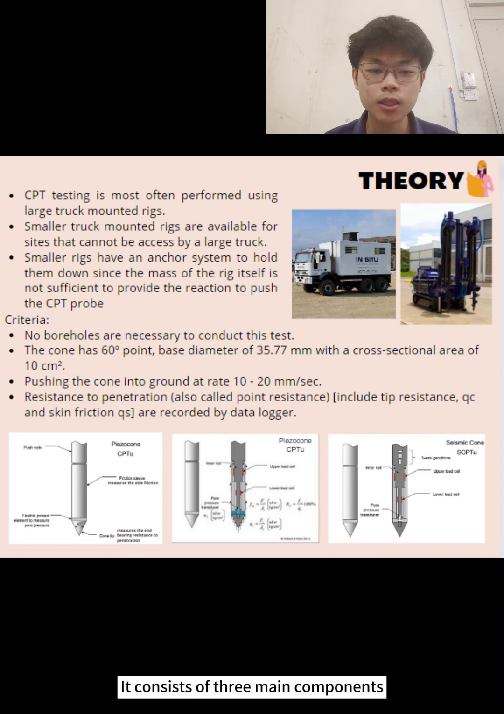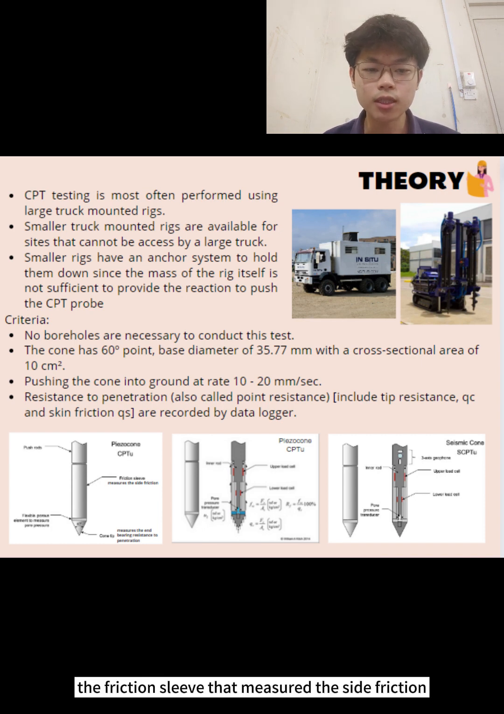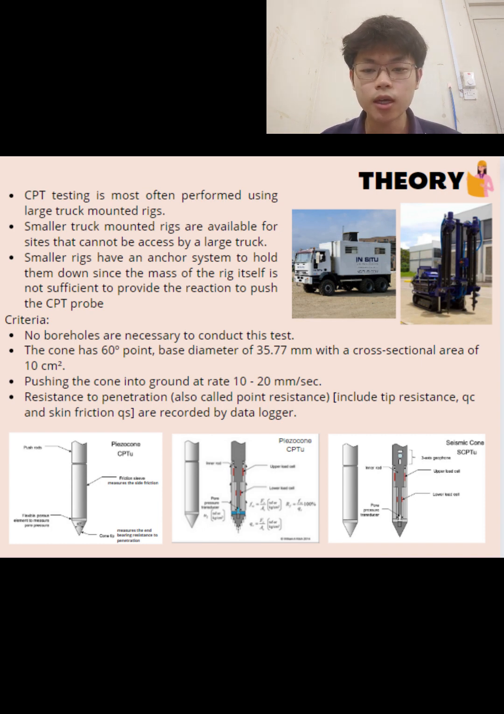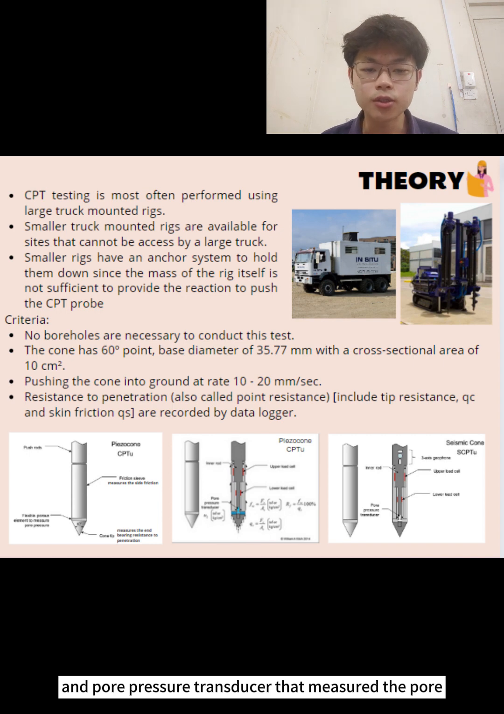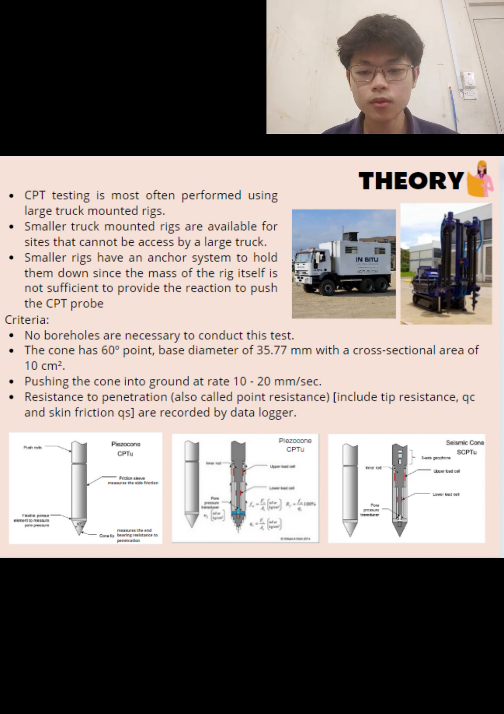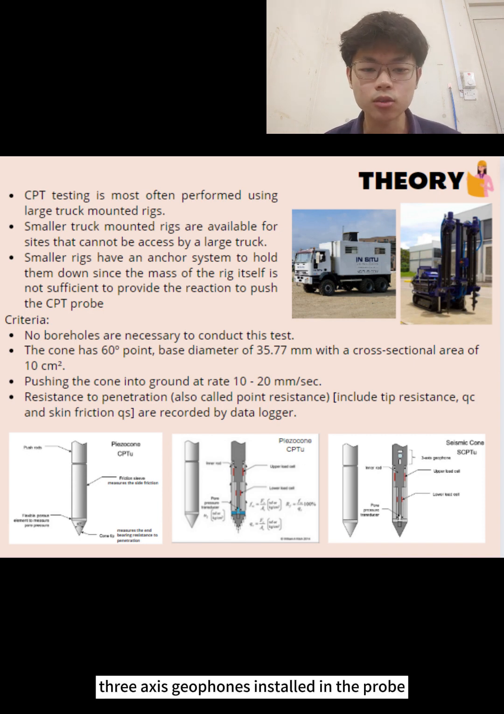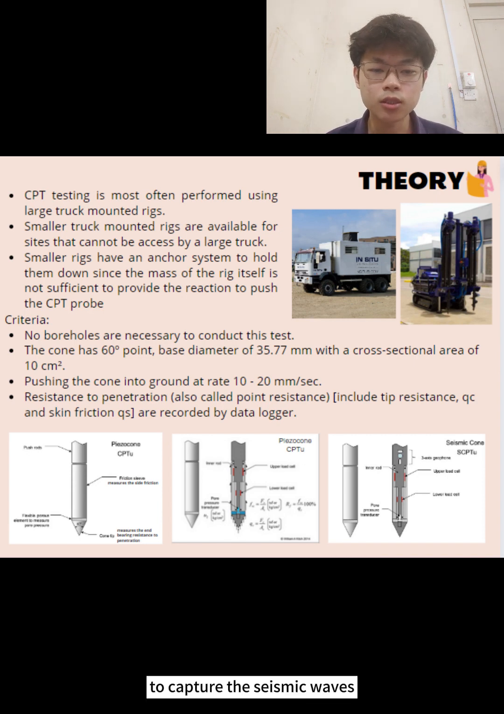It consists of three main components: the 60-degree conical tip that measures the end bearing load, the friction sleeve that measures the side friction, and the pore pressure transducer that measures the pore water pressure. For seismic cone, there are 3-axis geophones installed in the probe to capture the seismic wave.